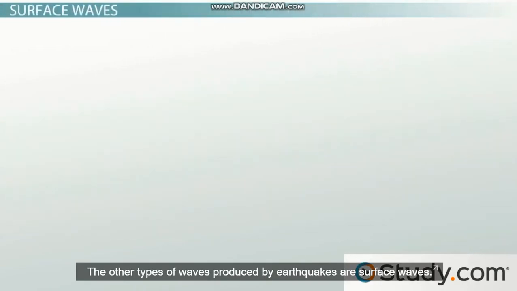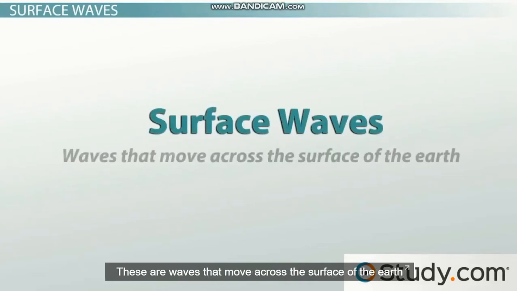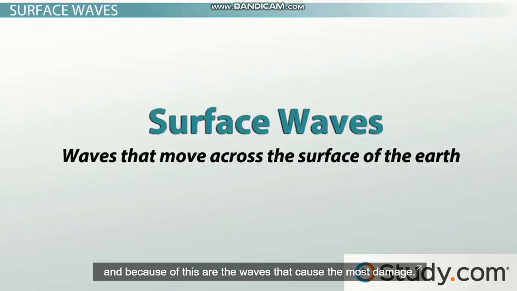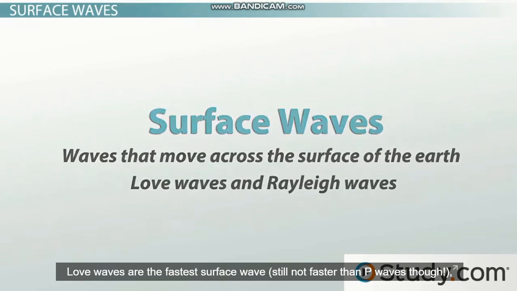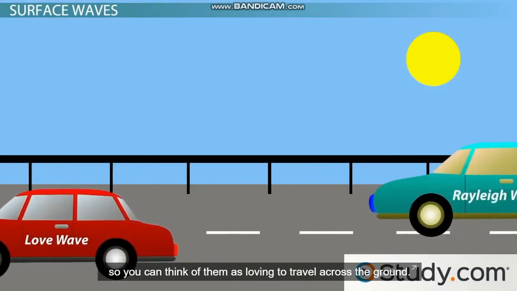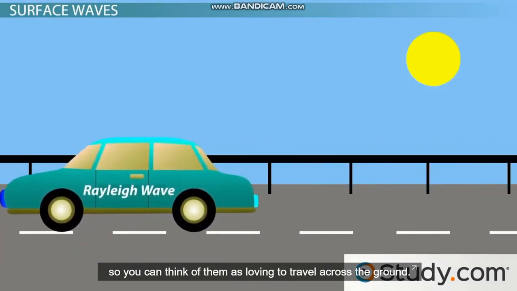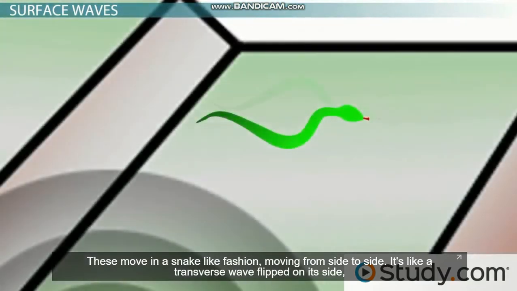The other type of waves produced by earthquakes are surface waves. These are waves that move across the surface of the Earth, and because of this are the waves that cause the most damage. The two surface waves are love waves and Rayleigh waves. Love waves are the fastest surface wave, still not faster than P waves though, so you can think of them as loving to travel across the ground. These move in a snake-like fashion, moving from side to side.